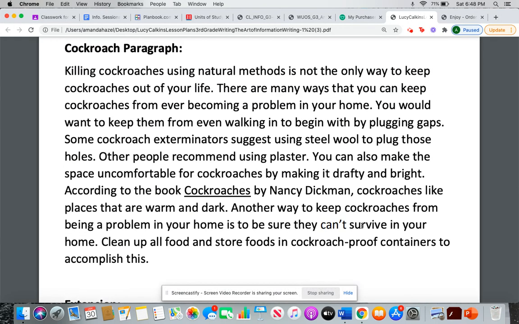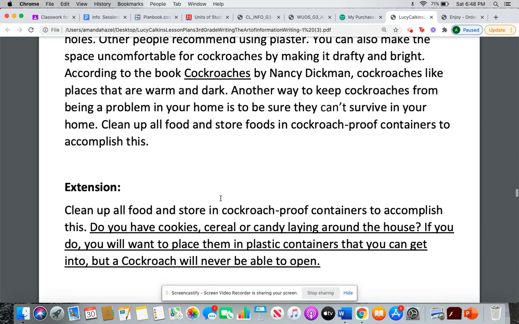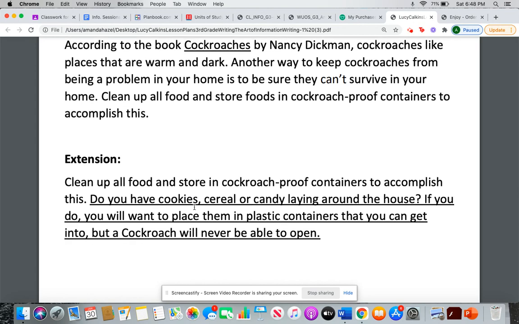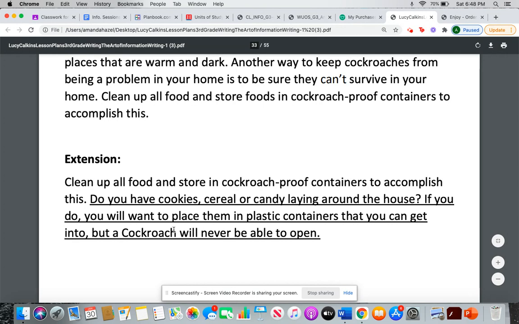So that is a good paragraph, right? It has a lot of information, good word choice. But here's a way that the conclusion of that paragraph could be better. So we have this line again, clean up all food and store foods in cockroach-proof containers. And the underlined part is what they add. Do you have cookies, cereal, or candy laying around the house? If you do, you want to place them in plastic containers that you can get in, but a cockroach will never be able to open.